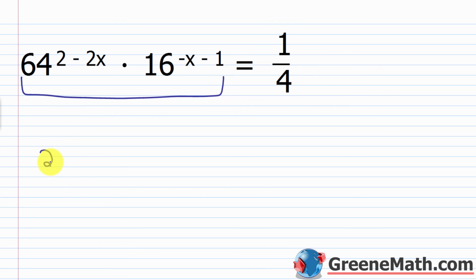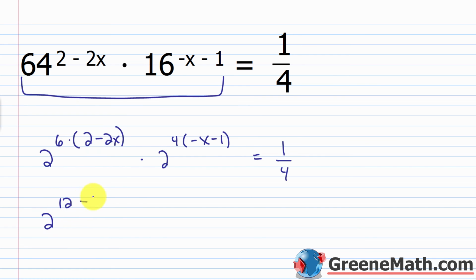Let's say this is 2 to the 6th power times this guy right here, 2 minus 2x, that quantity. Then times 16 is 2 to the 4th power times negative x minus 1, that quantity. And again, this equals 1/4. All right, so 6 times 2 is 12. So we would have 2 to the power of 12 minus 6 times 2x is 12x. And then times, we have 4 times negative x, that's negative 4x. 4 times negative 1 is minus 4.